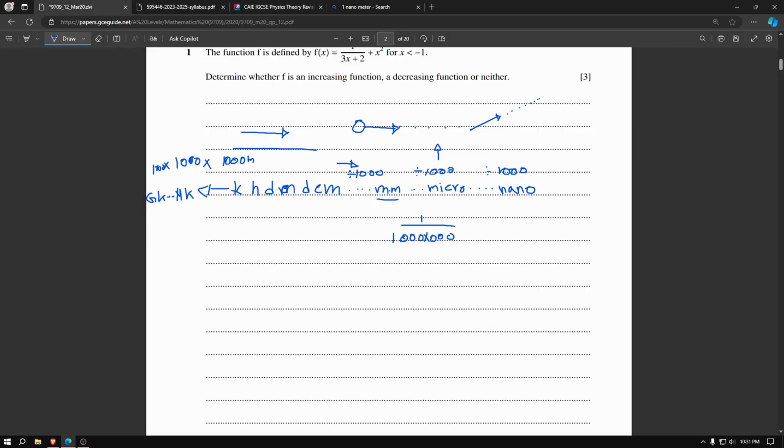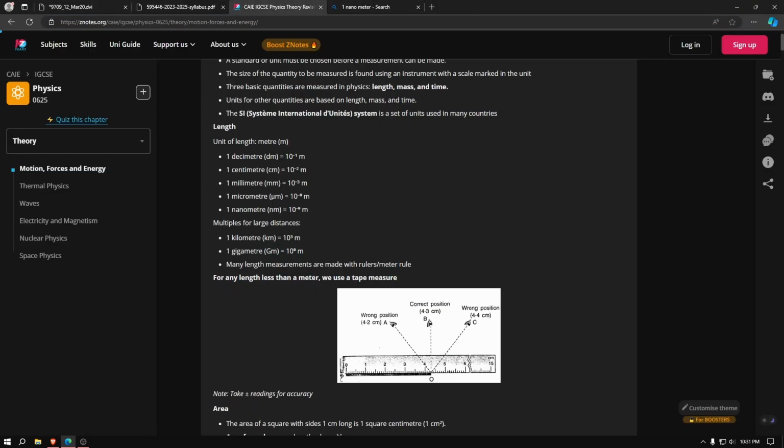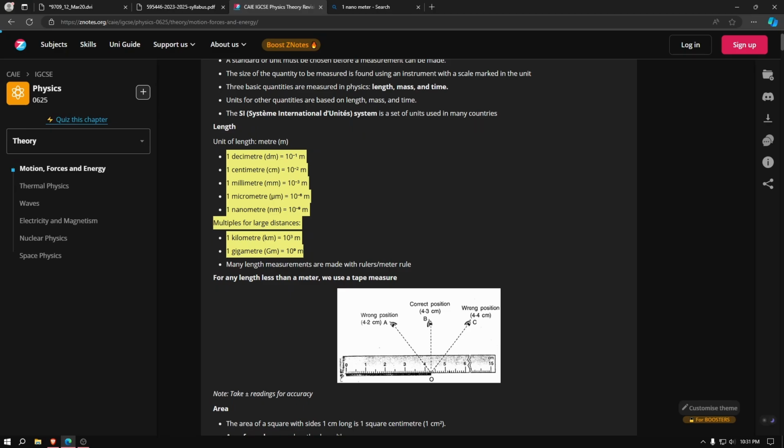If you multiply it by 1,000, it was a million before, because 1,000 into 1,000 becomes 1 million. And you multiply by 1,000 again, so 10 to the power 9. So there are 9 zeros here. That's why 10 to the power 9. Now, I hope it makes sense. And these are the units of length.